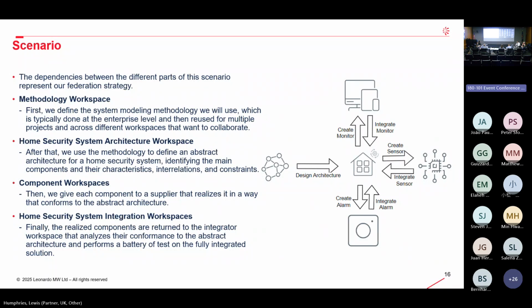So the alarm component workspace, the sensor component workspace, and the monitor component workspace. And these 3 workspaces will take that abstract architecture and realize the component in a way that conforms to it. It's like the scenario in the original OpenSeason. Then finally, we have the home security system integration workspace, which takes the 3 components, brings them back together, integrates them together, and then performs the various different tests that are required to ensure everything is working as expected.